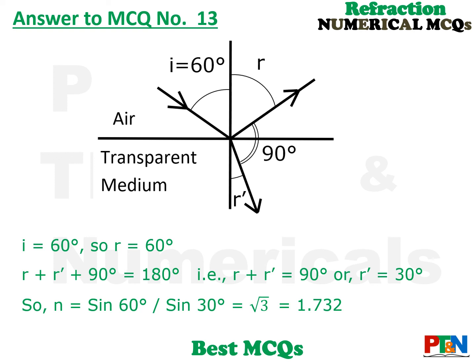So i also is 60 degrees. What has been given? r plus r dash plus 90 degrees is 180 degrees. So from that you find out r dash as 30 degrees. So once you got r dash, the refractive index is sin 60 by sin 30, that is root 3.